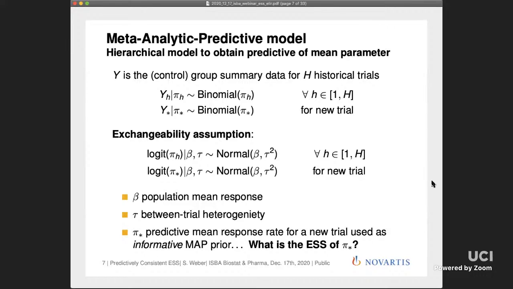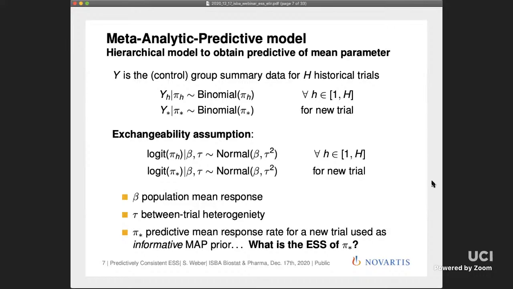And we say that the future trial, for which we haven't yet collected the data, will also have some control rate pi star, which we are interested in. Now, in order to say something from the past for the future, we link these by an exchangeability assumption on the logit transformed parameter space and say that each of these parameters comes from a common normal distribution with a common population mean response beta on the logit scale. And these are allowed to be different, and as such, the between-trial heterogeneity tau is greater than 0, and by that we allow for differences between the different trials, nonetheless, because they are exchangeable and similar to one another, we learn from past trials for a future trial.